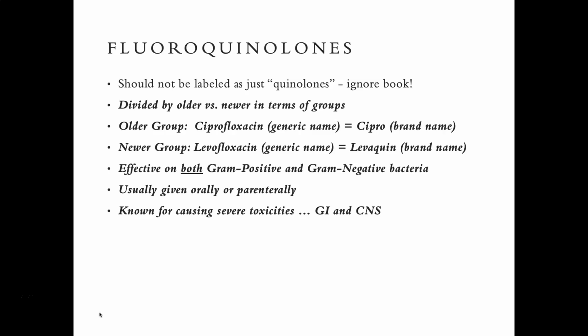You will see ciprofloxacin and levofloxacin, and you will see Cipro and Levaquin in medical record charts. So make sure that you are familiar with these fluoroquinolones, both the generic name and the brand name. Fluoroquinolones are effective on both gram-positive and gram-negative bacteria. They are usually given orally or parenterally, and they are known for causing severe toxicities in your GI system as well as your central nervous system. So they usually try and monitor people that are on fluoroquinolones a bit closely because there are severe GI or central nervous system toxicities that can happen.